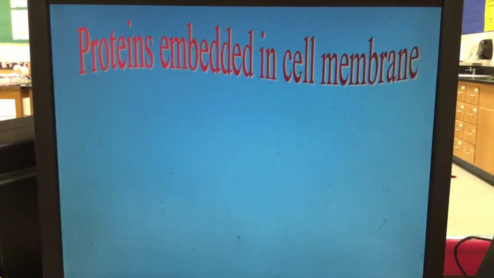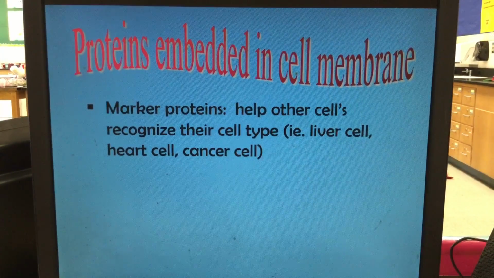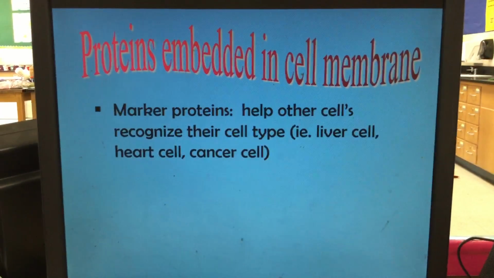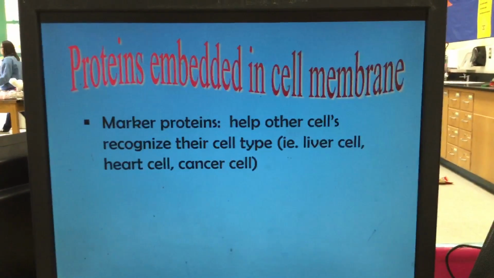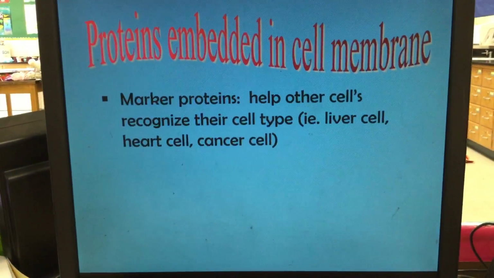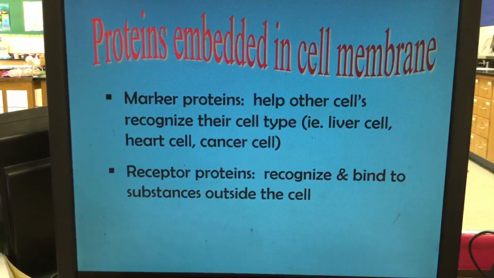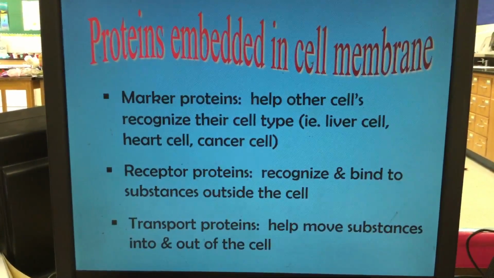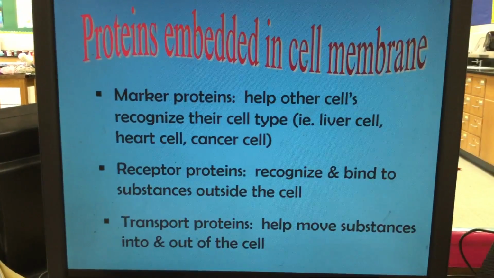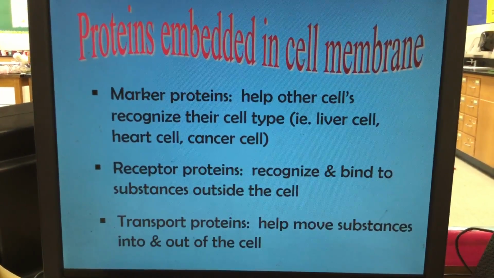Proteins embedded in the cell membrane. There's marker proteins. These help other cells recognize their cell type. So whether it be a liver cell, a heart cell, or a cancer cell. Receptor proteins, they recognize and bind to the substance outside of the cell. And then lastly are the transport proteins, and they help move substances into and out of the cell.